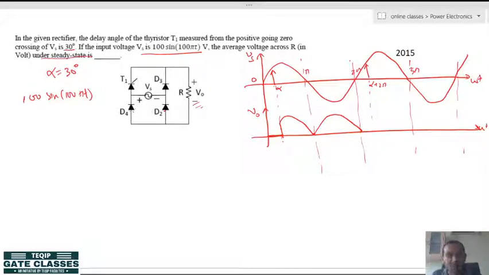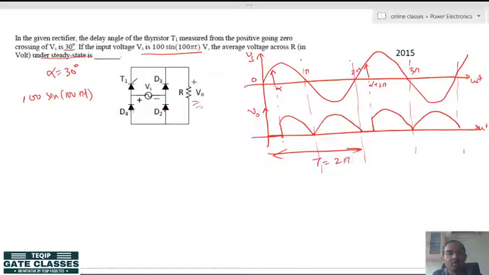Again from 2 pi to alpha plus 2 pi, the thyristor is there. So, again the output voltage will be 0 from 2 pi to 2 pi plus alpha. And then this is the output voltage, and again from here to here you see the output voltage like this. So, you see what the time period is here? The time period is 2 pi.